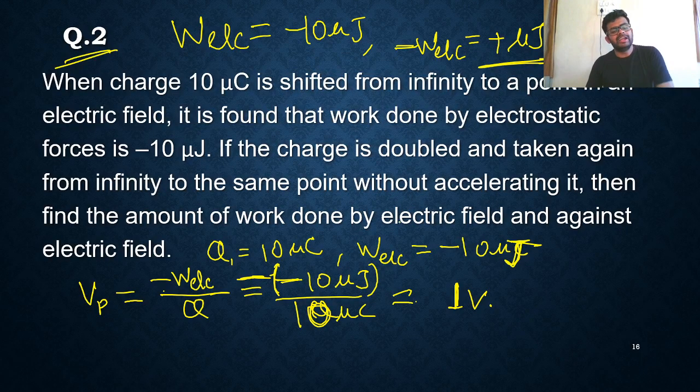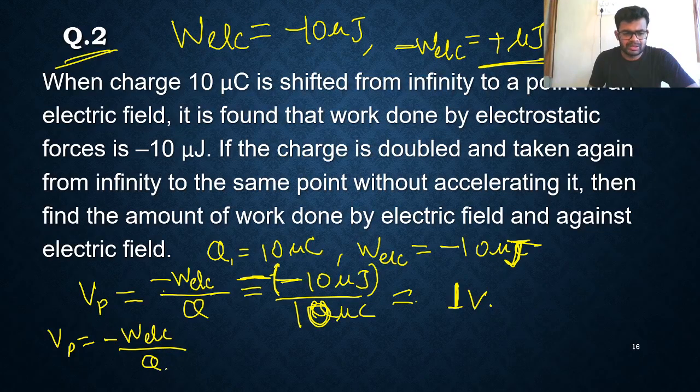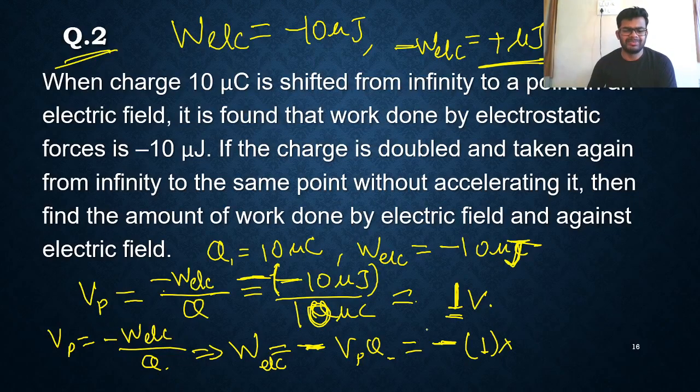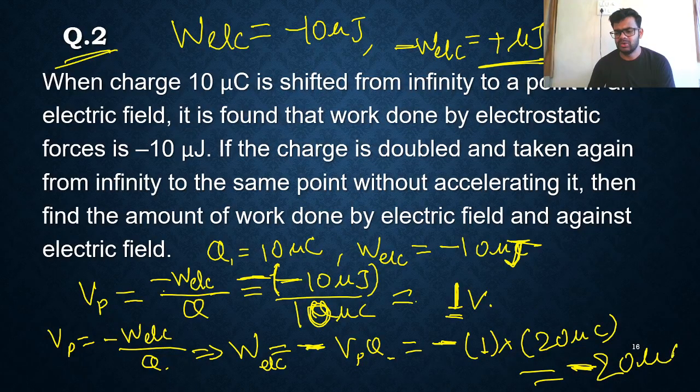Now in the next part, we need to find, instead of 10 microcoulomb, if I bring 20 microcoulomb from infinity to that point, how much work I need to do. Simply speaking, Vp is equal to negative of work done by electrostatic force divided by charge Q. So W by electric field is minus of Vp into Q2. Minus is there. What is the value of Vp? That is 1 volt, and the value of charge is double, that is 20 microcoulomb. So the answer is minus 20 microjoule. So the work done by the electric field is minus 20 microjoule. That's all, this is the answer, my dear friends.